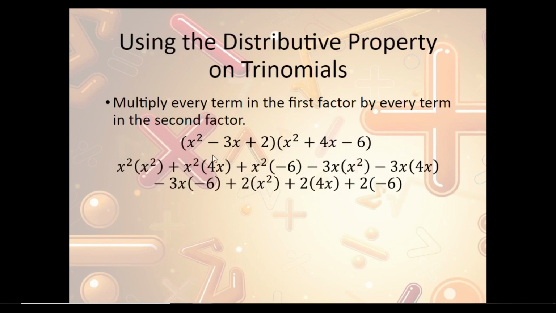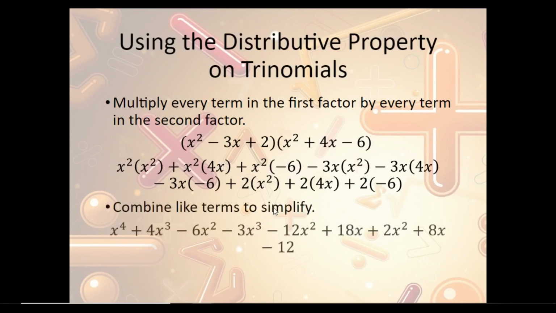We get x squared times 4x is 4x cubed. X squared times negative 6 is negative 6x squared, and so on. And we end up with this. Now we just combine like terms. So we're going to find all the x to the fourths. Well, this is the only x to the fourth. Then we find all the x cubes. Here's an x cubed, here's an x cubed. So we have 4x cubed minus 3x cubed. When we combine those, we just get a single x cubed.